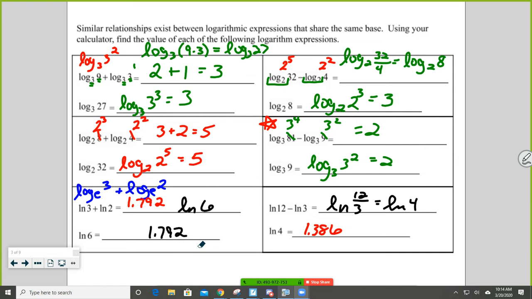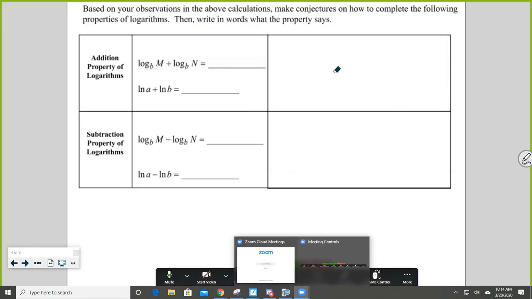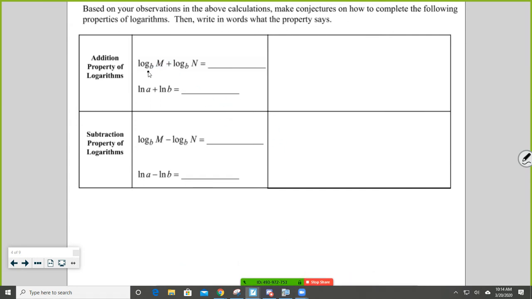Anything else on this one? So I'm going to give you a couple rules. You're going to want to write these rules down because you're going to use them. I'm not going to bother with all this other stuff in here. I'm not going to write it in words what it says. Basically, here are your 2 rules. If you have the same base, they have to be the same base. If it's not the same base, you can't do it.